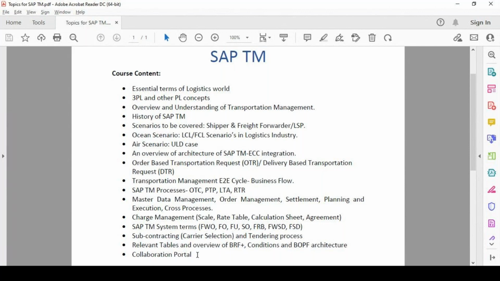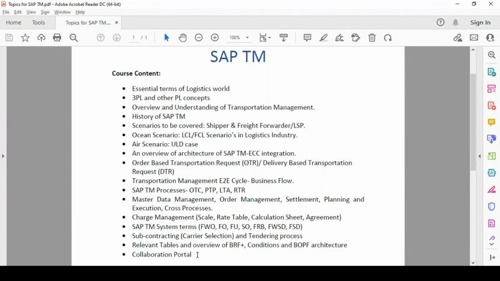So what SAP has come up with is an independent module called the collaboration portal, which is nothing but a carrier-integrated web UI portal that you can integrate with TM. It doesn't come with TM by default. You have to procure additional licenses for the collaboration portal, and then you can integrate it with TM and proceed with the carrier integration part.